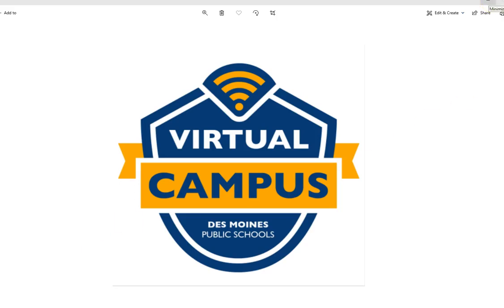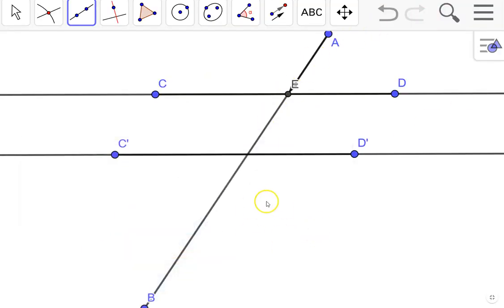So to get started, I have an applet here done up where I have a pair of parallel lines. And I know these lines are parallel because line CD was translated along vector AE to get line C prime D prime. So I know these lines are parallel. So the line AB here is the transversal.